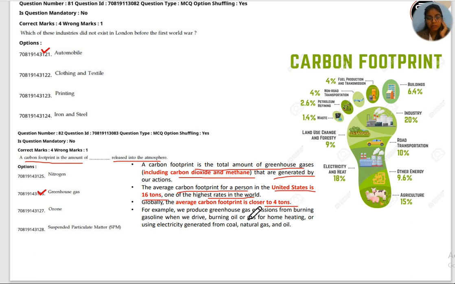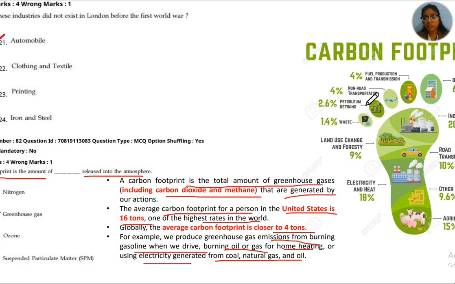Fine. For example, we produce greenhouse gas emissions from burning gasoline when we drive, burning oil or gas for home heating, or using electricity generated from coal, natural gas, and oil. So, as you can see, fuel production and transmission produce 4% of the carbon footprint, non-road transportation 4%, 2.6% in petroleum refining, 1.4% in waste. So these are the percentages of different activities we human beings are doing, from which the carbon footprint is generated.